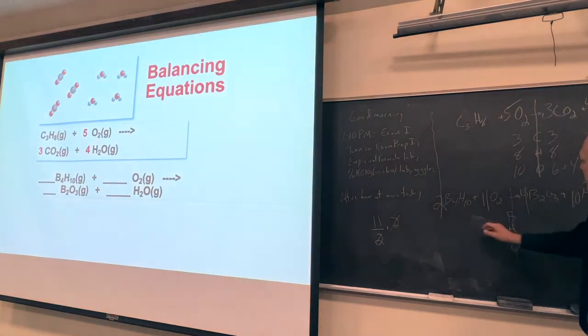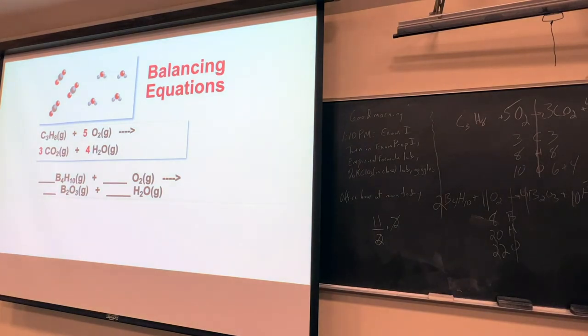So again, a line down the middle, boron, hydrogen, and oxygen here. So 2 times 4, 8 borons. 2 times 10, 20 hydrogens. 11 times 2, 22 oxygens. And again, if we've done it right, now the other side will have those numbers too.